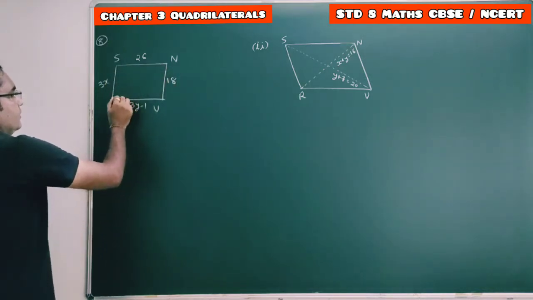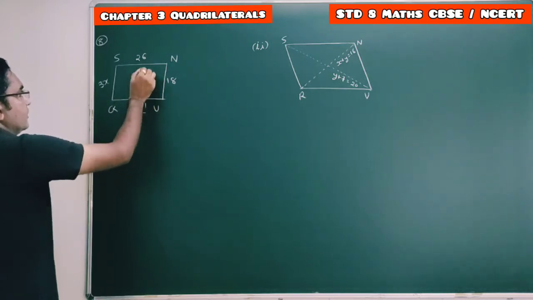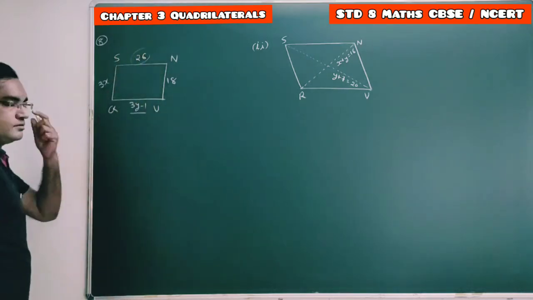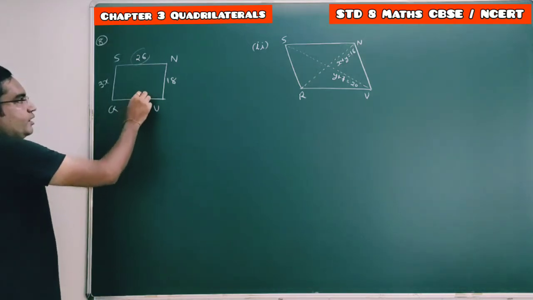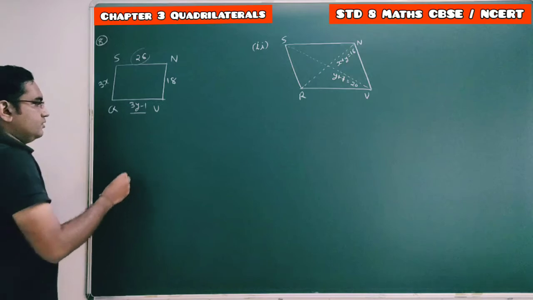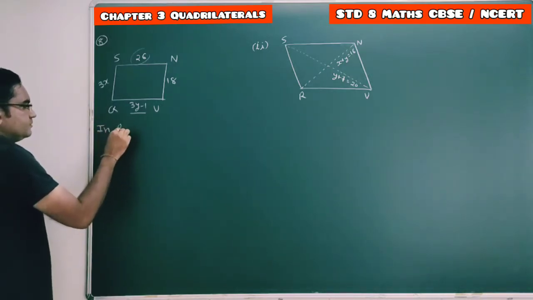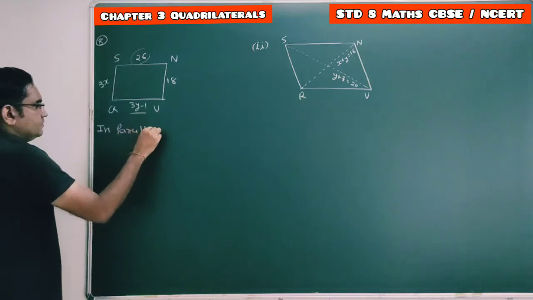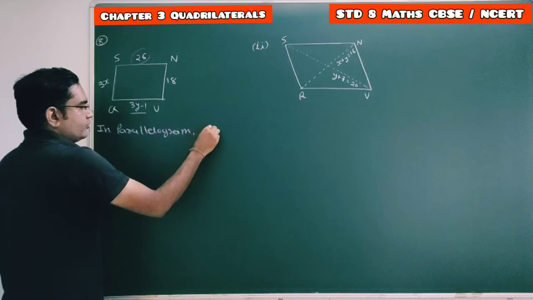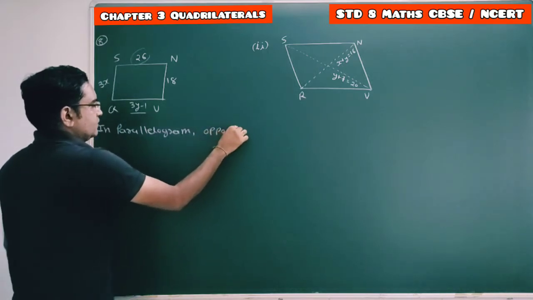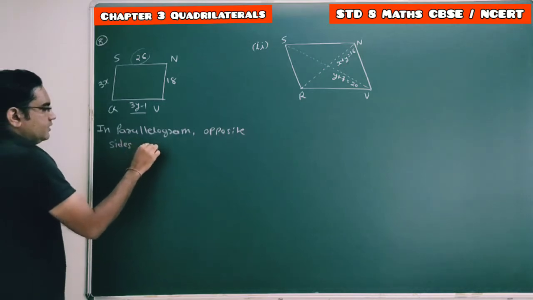So here in this parallelogram, length of this side GU is 3y minus 1 and length of this side SN is 26. So what is the property of parallelogram? For the sides, a pair of opposite sides are always equal. So here we will mention the property. In parallelogram, opposite sides are always equal.